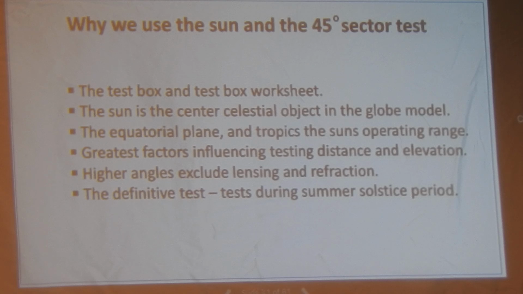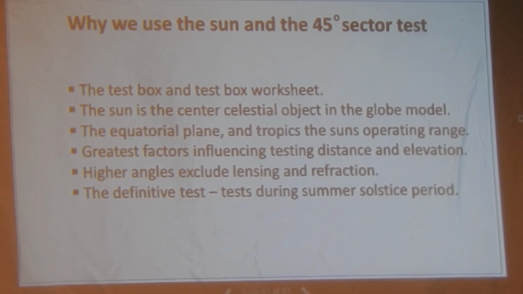The equatorial plane and tropics is the sun's operating range. It kind of carves out lines on the globe, or the globe model. That's the sun's operating range, and that's very definitive, and those lines are on the globe model where that sun's operating range is as the globe spins for that model. It creates those linear lines.